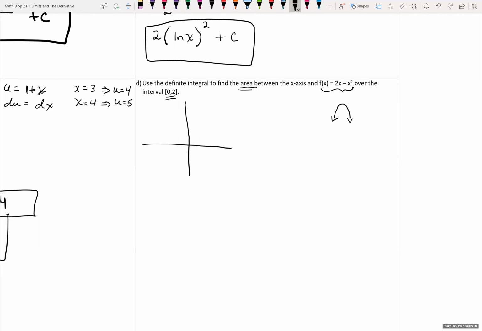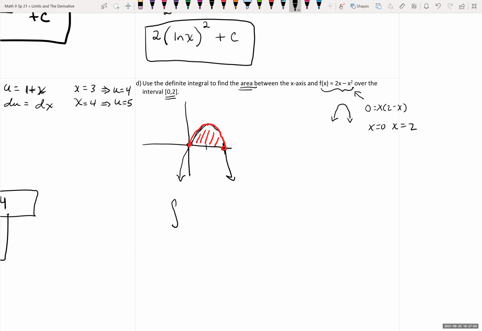I also can see where my x-intercepts are. If I factor this and let y equal 0, I have x times 2 minus x. So I know at x equals 0 and x equals 2, it's facing downwards and it's crossing the x-axis there. And it's symmetrical. I can see that my graph is going to look like this. So I'm okay. I'm above the x-axis from 0 to 2. If not, I would have had to take the absolute value of the piece below.